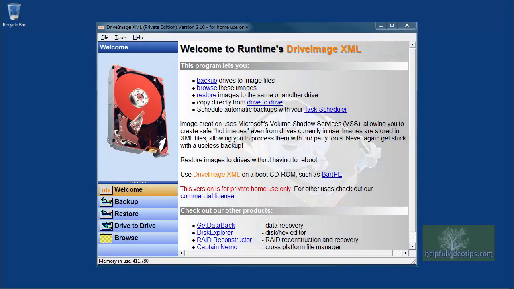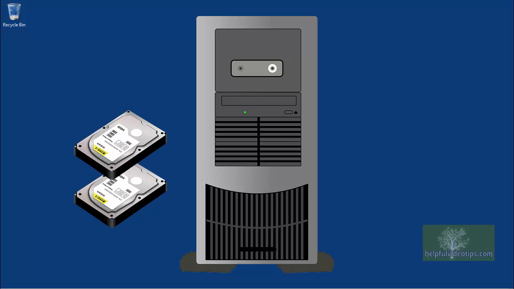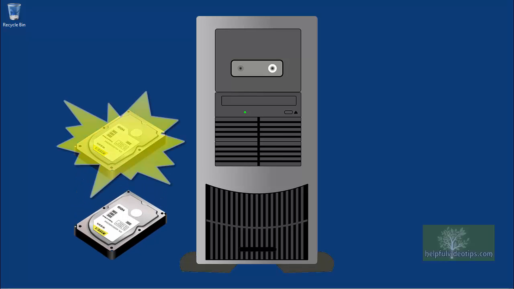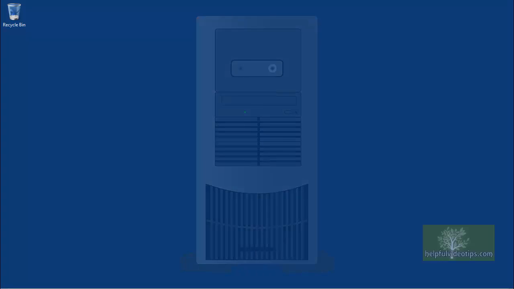In this video, we are going to look at how to make an exact copy of one hard drive to another using the drive-to-drive feature in DriveImage XML. A drive-to-drive copy is an exact duplicate of the original hard drive. If the original hard drive fails, the new one can replace it and work right away. The hassle of having to restore your data is eliminated.